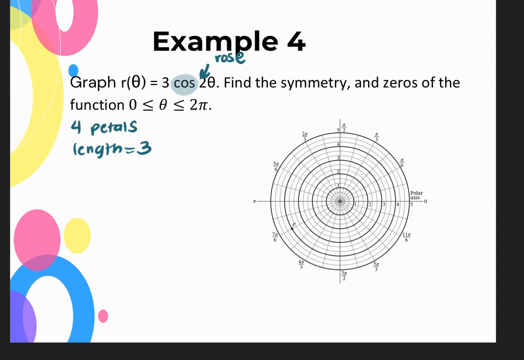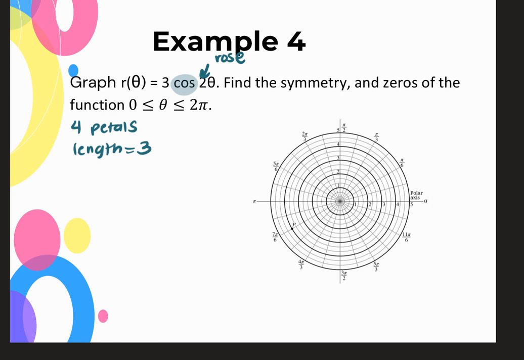Now think about the ways that could work with a rose. I could either have a shape like this, that would have polar axis symmetry, or I could have a shape like this. That would have polar axis symmetry. So really, I just need to find one petal, and I can figure out the rest.